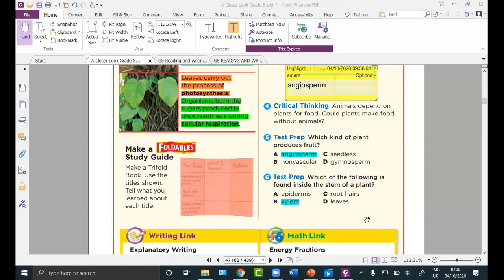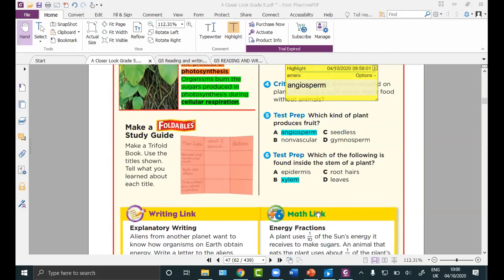Okay, now. Kareem Muhammad. Number 6. Which of the following is found inside the stem? Answer, please. Xylem. Yes, excellent. Fine. Okay, now we have finished lesson 3.